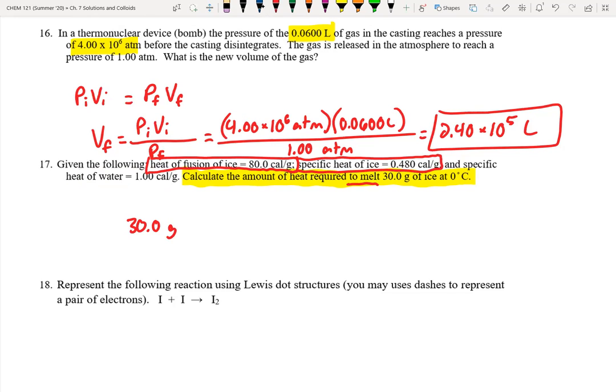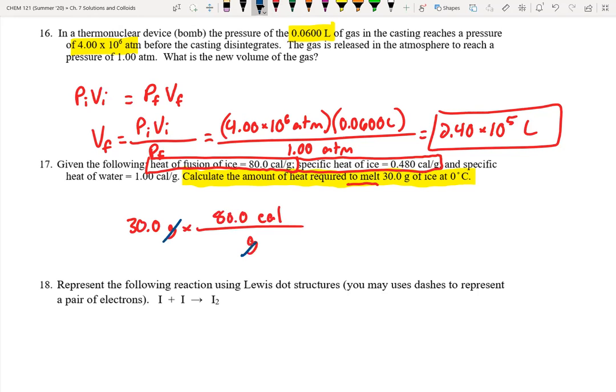Specific heat regards to heat absorption, right? Yep, so specific heat is looking at the energy required to raise the temperature of an item. In this case, the question here isn't asking about increasing temperature, it's just asking about melting, right? So I would go with the heat of fusion. The heat of fusion is saying, what's the amount of energy required to melt something without raising the temperature? So in this case, it tells us that the heat of fusion is 80.0 calories per gram.